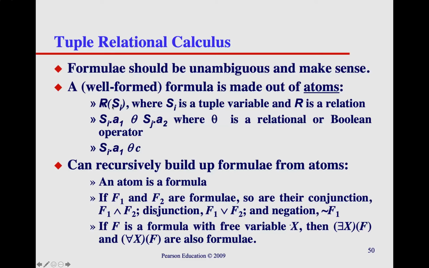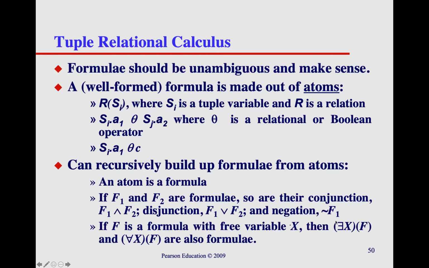It can be a tuple variable that ranges over some relation. It can be a relational or Boolean operator that compares two attributes, with the Boolean operators being and, or, and not. It also can be a comparison with a simple constant. Those are your so-called atoms, your most basic formula. Then you can connect them using conjunction, disjunction, or negation, which is simply and, or, and not.